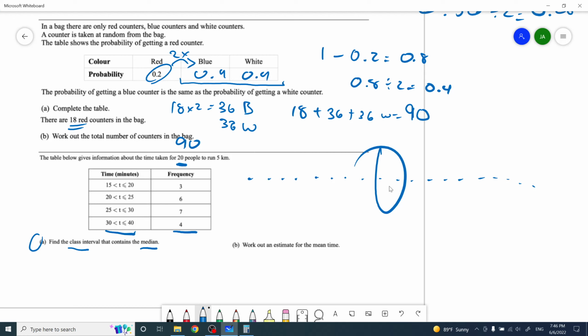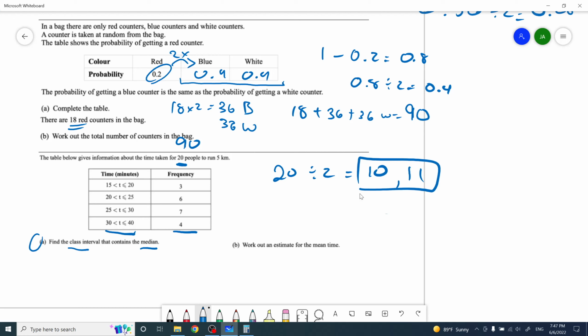So the way we find that, we take our amount divided by 2. This gives us 10. So we're going to be looking for the 10th number in order, and the one after it, the 11th. Okay, so the first 3 numbers I know are between 15 and 20. So I got 1, 2, 3. The next 6 numbers are from 20 to 25. So 4, 5, 6, 7, 8, 9. Okay, so the first 9 numbers are between 15 and 25.